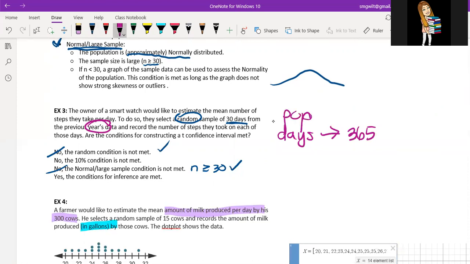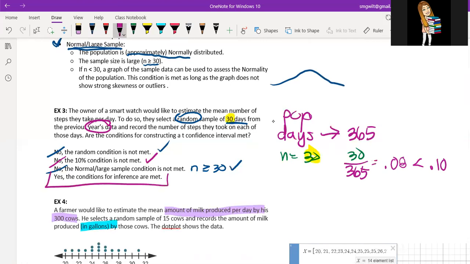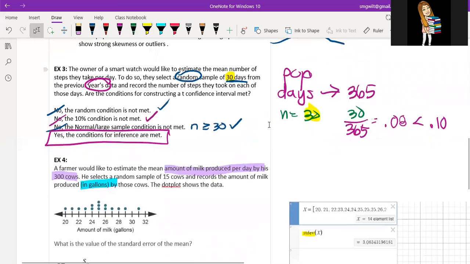So to check 10%, I'm going to divide my sample size, which was 30. So I've got n equals 30, and I'm going to divide that by my population. So 30 divided by 365 gives us 0.08. Remember, that has to be less than 10%, which is 0.10. So it does meet that condition. That means that all 3 conditions for inference are met. Okay, so that is a situation where they don't give us the population, but we can check it to figure out if it meets our 10% requirement.